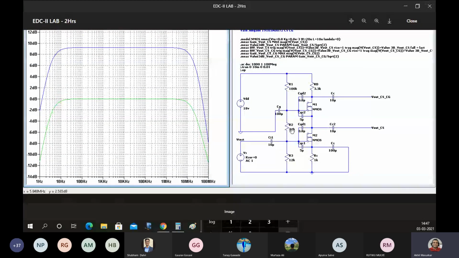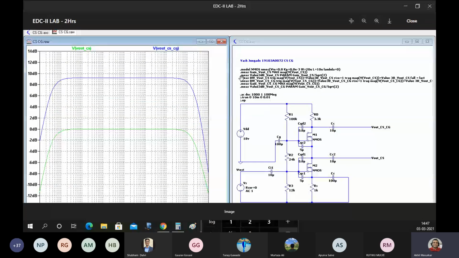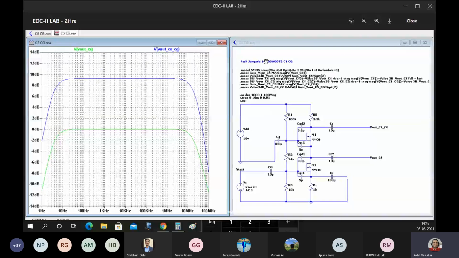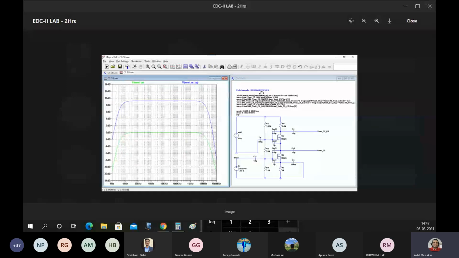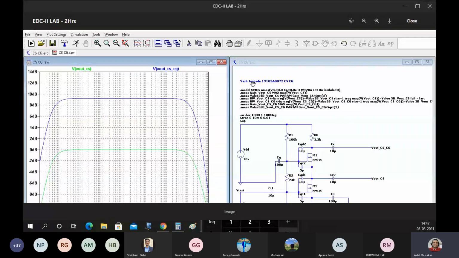Okay. And this is very important. I have seen some. So if you put your name, Yash Jungade, roll number so and so, that is very important. You should put that in your own circuits so that nobody will try to copy it.